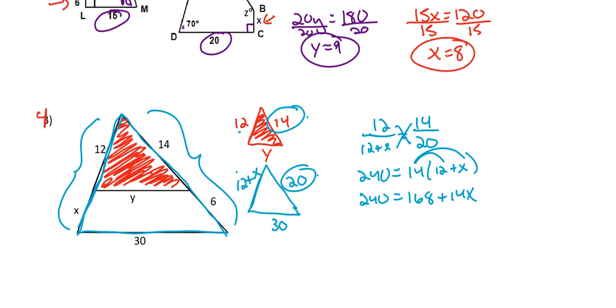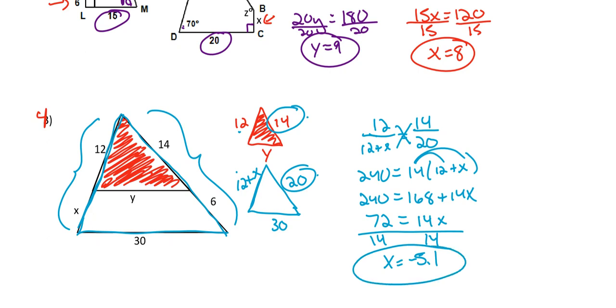Subtract that 168 and you get 72 equals 14x. Divide by 14. And our answer is x equals decimal 5.1. It's 5.14, etc. But I told you we'd round to the nearest tenth, so we'll stop at 5.1.